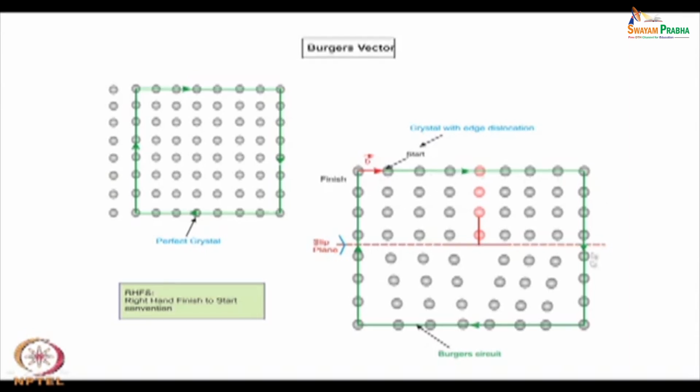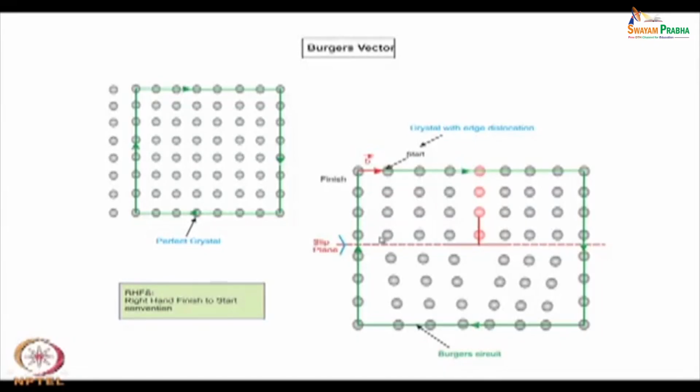So, you draw this Burgers circuit taking equal steps in all four directions, and you will find there is a gap formed. You have started with this point and ended up with this point, and then this distance becomes your Burgers vector. So, basically it is the unit distance of movement on the slip plane and in the direction of the movement of the dislocation, because that is the movement which has caused the formation of the dislocation. Okay.